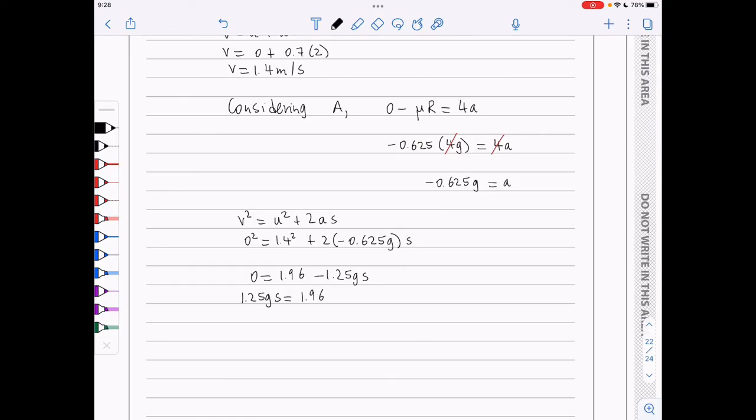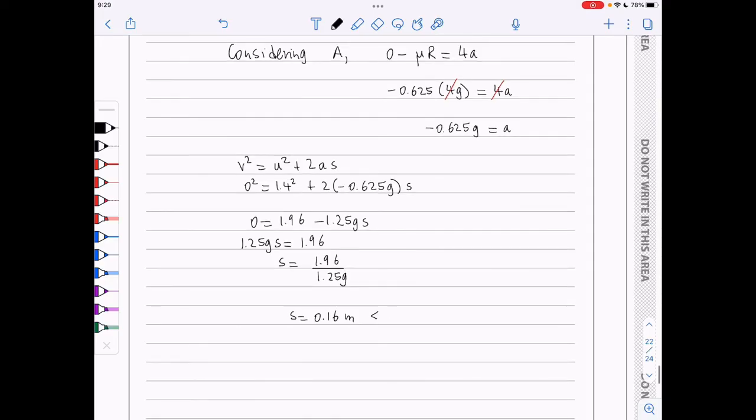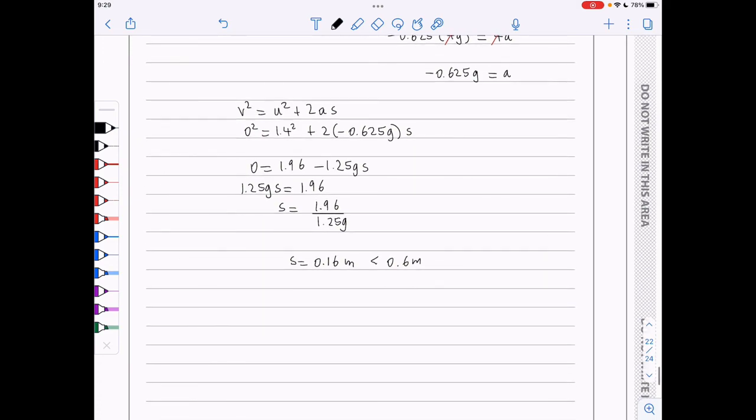The big question is what value will s give me and whether this will be greater than or less than the 0.6. It turns out to be 0.16. In other words, this is less than the 0.6 meters that was the distance to the pulley. So this is less than 0.6 meters and therefore it will not reach the pulley.